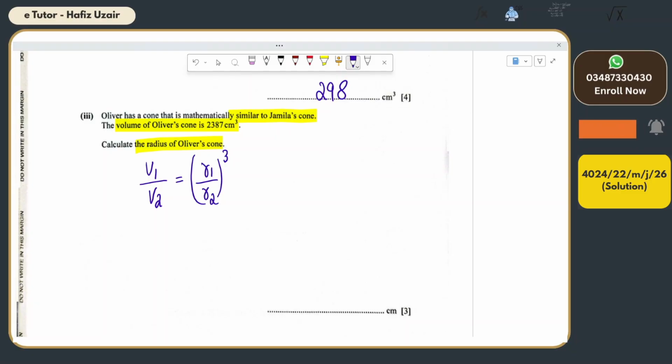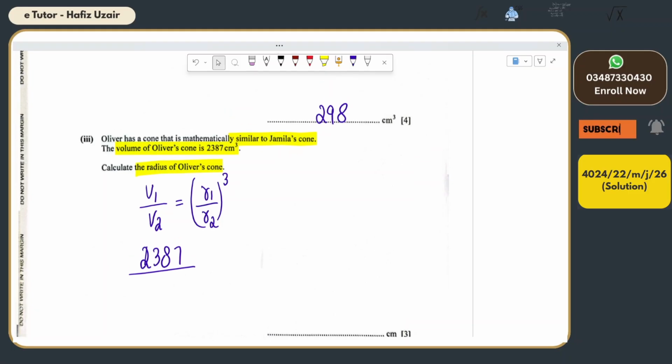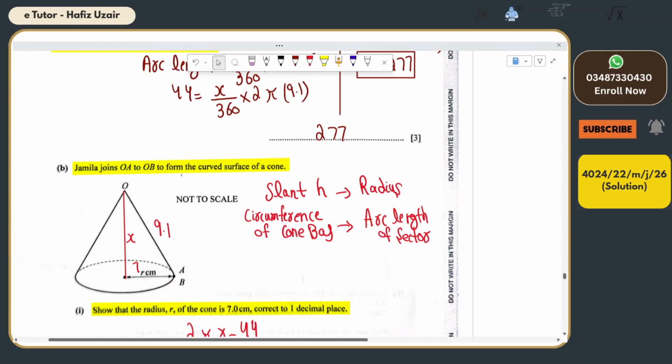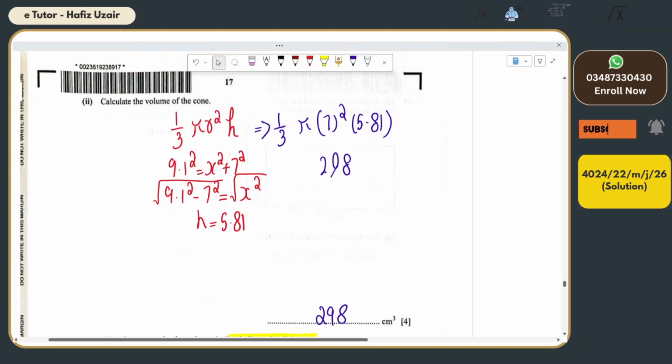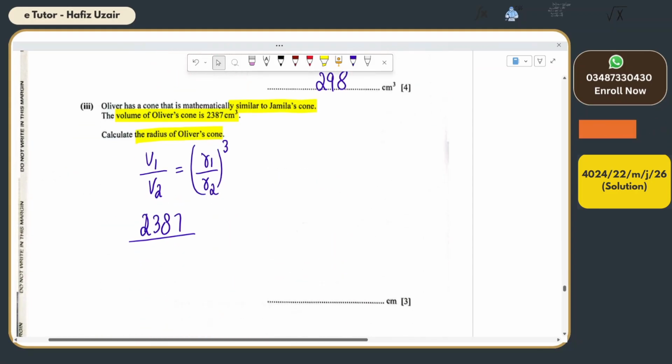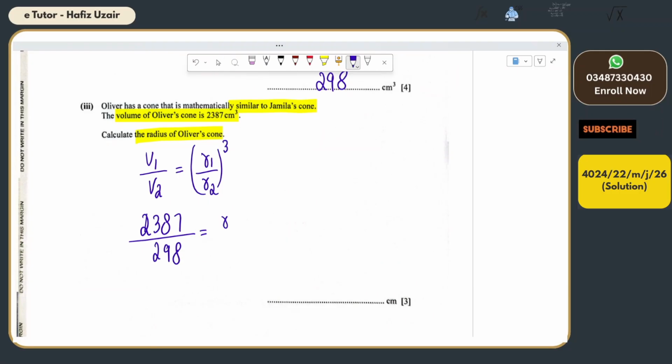Okay, so now what is the value of V1? The volume of Oliver's cone is 2387. Let's write it over here. And what is the volume of the cone that we have over here? It is Jamila's cone, so it's 298. All right, 2387 divided by 298 is equal to R1 over R2, cubed. R1 is the radius of Oliver's cone and R2 is the radius of Jamila's cone, that is 7. We have a cube on both sides.